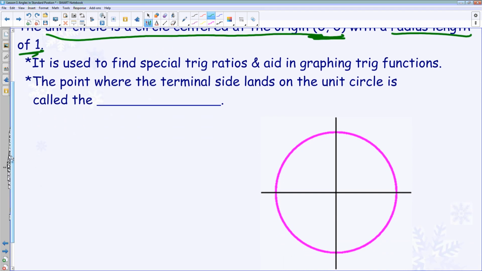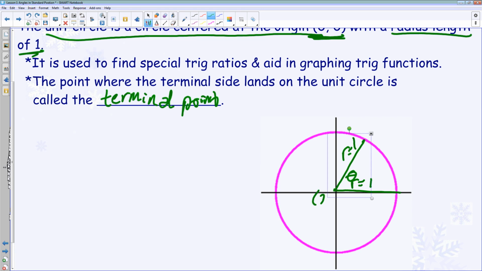All right, and the point where the terminal side lands on a unit circle is called the terminal point. Okay, so here we go. We've got our radius length 1. We've got another radius length 1 and theta right there, that distance, and we're centered at the origin.